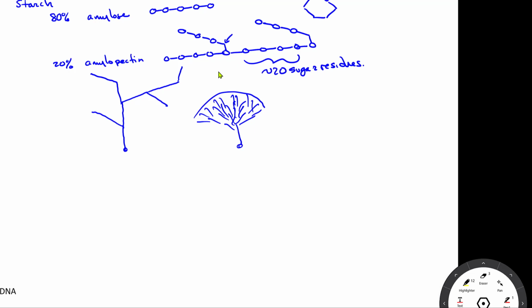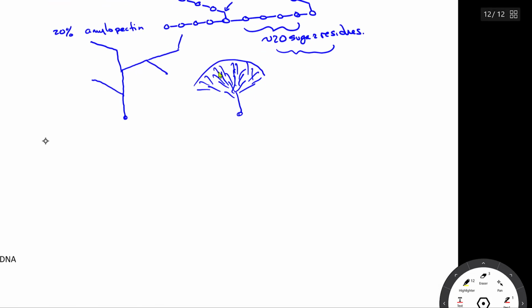So amylopectin has branching about every 20 or so sugar residues, and so the branching is far in between each branch. You have a branch that comes off, you go about 20 more carbons, you get another branch that comes off, you go 20 more carbons, you get another, and so they're pretty spaced out. This is what you find, starch is what you find in plants. In animals, instead, you find glycogen.